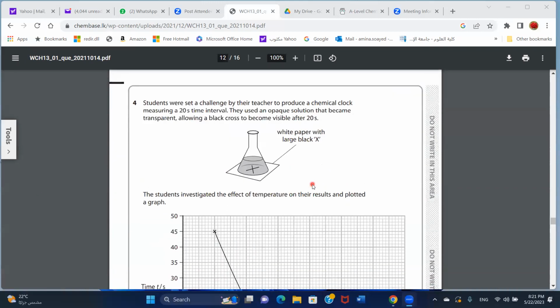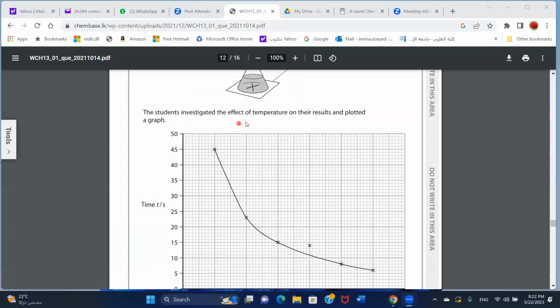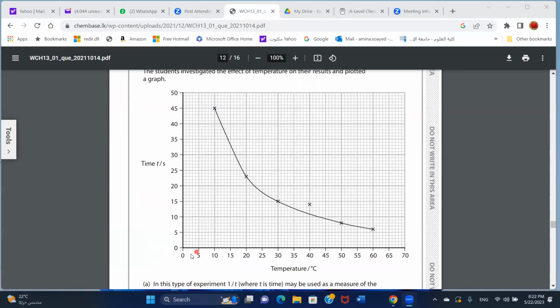Number 4. Students were set a challenge by their teacher to produce a chemical clock measuring a 20-second time interval. They used an opaque solution that became transparent, allowing a black cross to become visible after 20 seconds. This is the white paper with the large black X. The students investigated the effect of temperature on the results and plotted a graph. As the temperature increases, the time decreases.